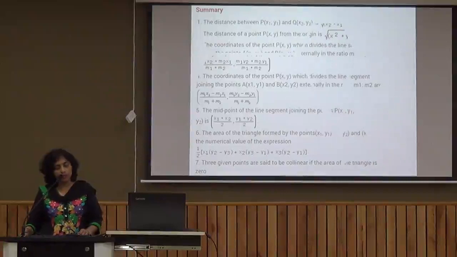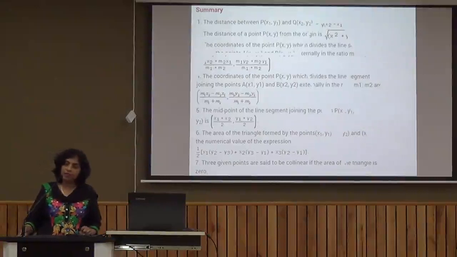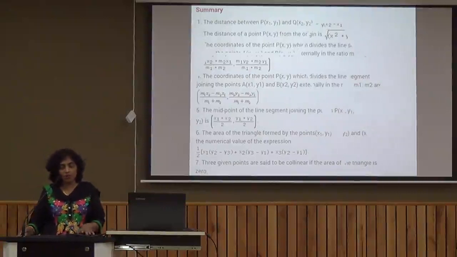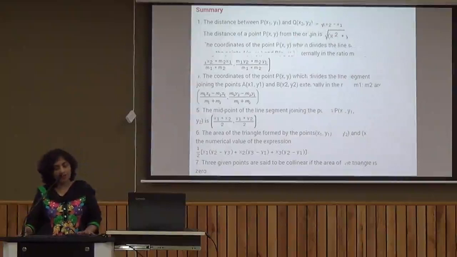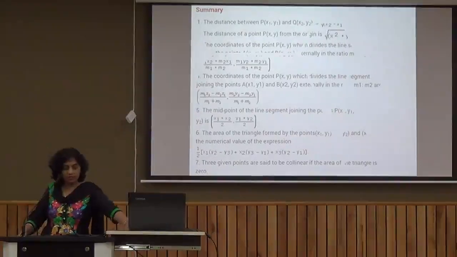Now the coordinates of the point which divides the line segment joining the points externally are (m1 x2 minus m2 x1) upon (m1 minus m2), (m1 y2 minus m2 y1) upon (m1 minus m2). And the midpoint of the line segment joining the points is (x1 plus x2) upon 2 and (y1 plus y2) upon 2. The area of the triangle of the given 3 points is half of x1 into (y2 minus y3) plus x2 into (y3 minus y1) plus x3 into (y1 minus y2). And the 3 points are said to be collinear if the area of the triangle is 0.